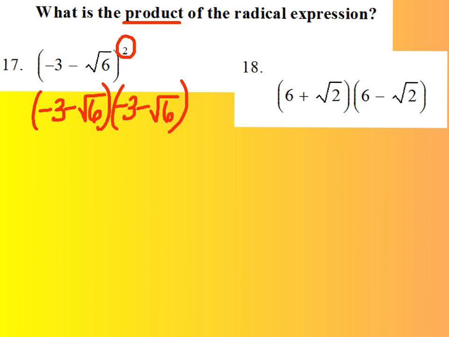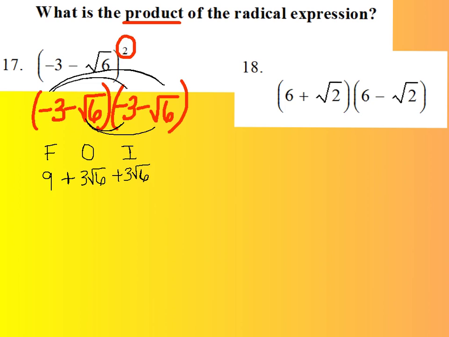And now we're going to go ahead and FOIL this out. So we're going to say first times first. So for my f, I get 9. Then outside times outside is a negative times a negative, so it's a positive. And 3 is on the outside, and that 6 is on the inside, so they'll stay there. Inside times inside, again, negative times negative, so positive. 3 is on the outside, 6 is on the inside, so they stay there. And then negative square root of 6 times negative square root of 6. I have a negative times a negative, so it turns to a positive. And then the square root of 6 times the square root of 6 is just 6.